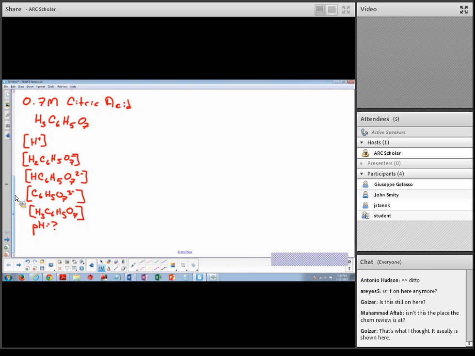Okay, here I've got some other information we need. Ka1 is 8.4 times 10 to the minus 4. Ka2 is 1.8 times 10 to the negative 5th. And Ka3 is 4 times 10 to the negative 6th.